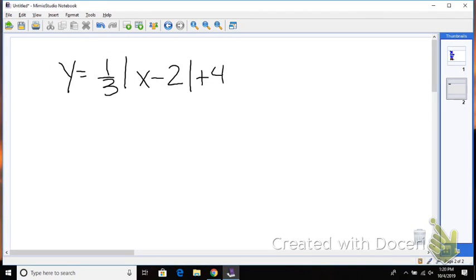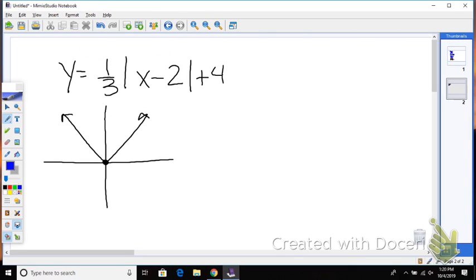Okay, so our absolute value graph starts at 0, 0. And this would be my original shape, right? It's in the shape of a V, always in the shape of a V. Then I have to shift this graph, and the shift depends on this number and this number.